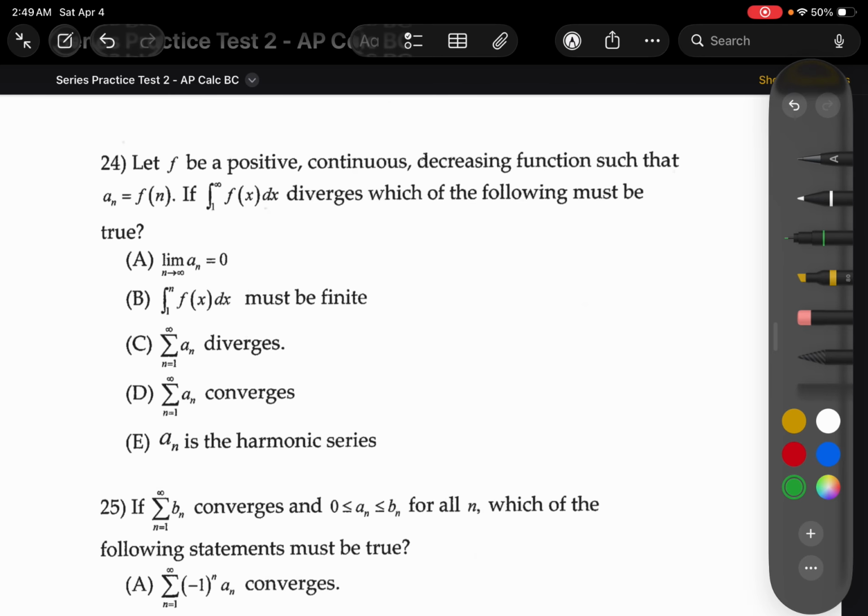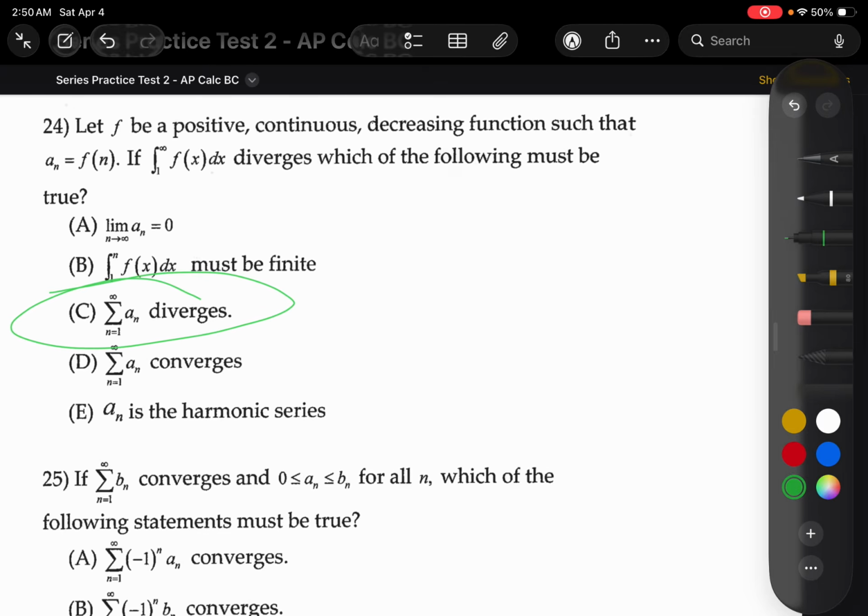Another property here. If the integral from 1 to infinity of f of x diverges, which of the following is true? Well, this is the integral test. So if the integral diverges, that means the series must diverge. That's another application of knowledge towards your vocabulary and properties of series and tests here. So there's no mathematical explanation for this.